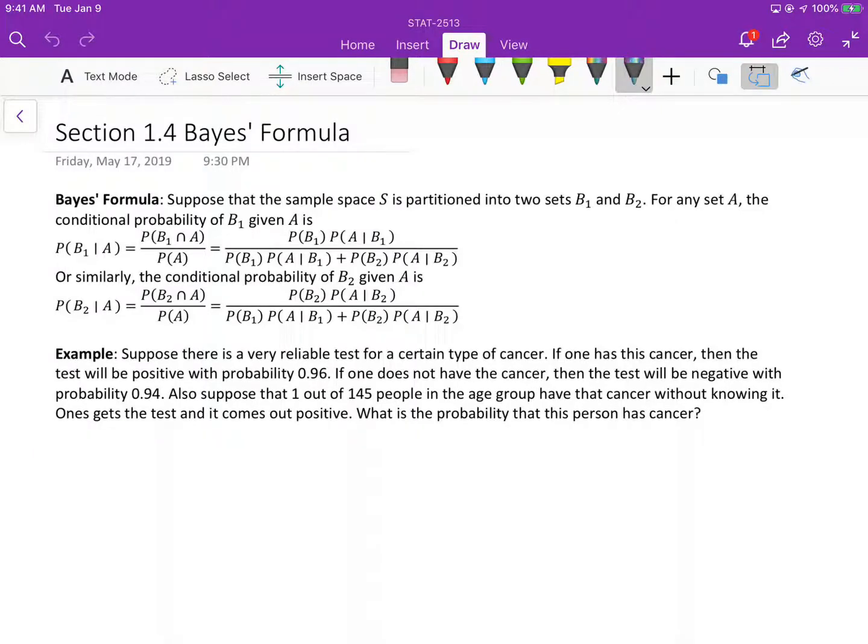I will use this example to demonstrate Bayes' formula. So let's first read the text. Bayes' formula. Suppose that the sample space S is partitioned into two sets B1 and B2. For any set A, we want to calculate the conditional probability of B1 given A.